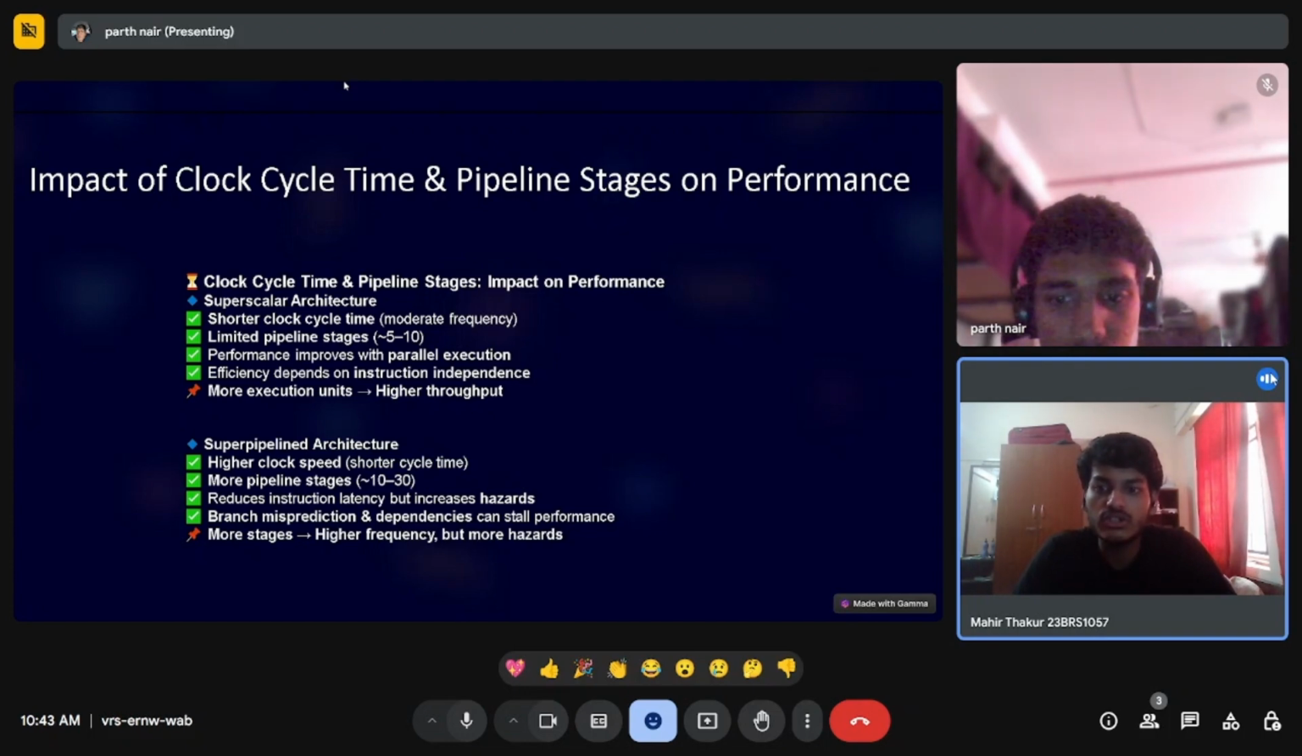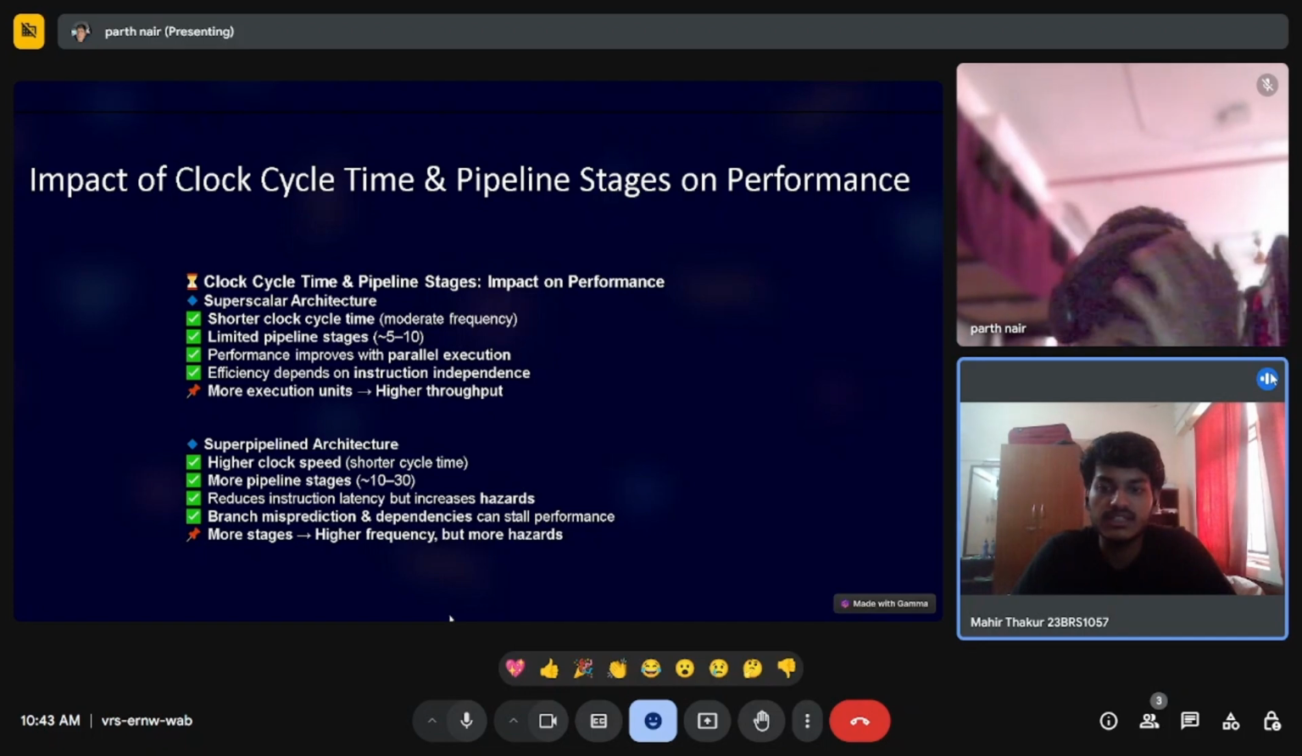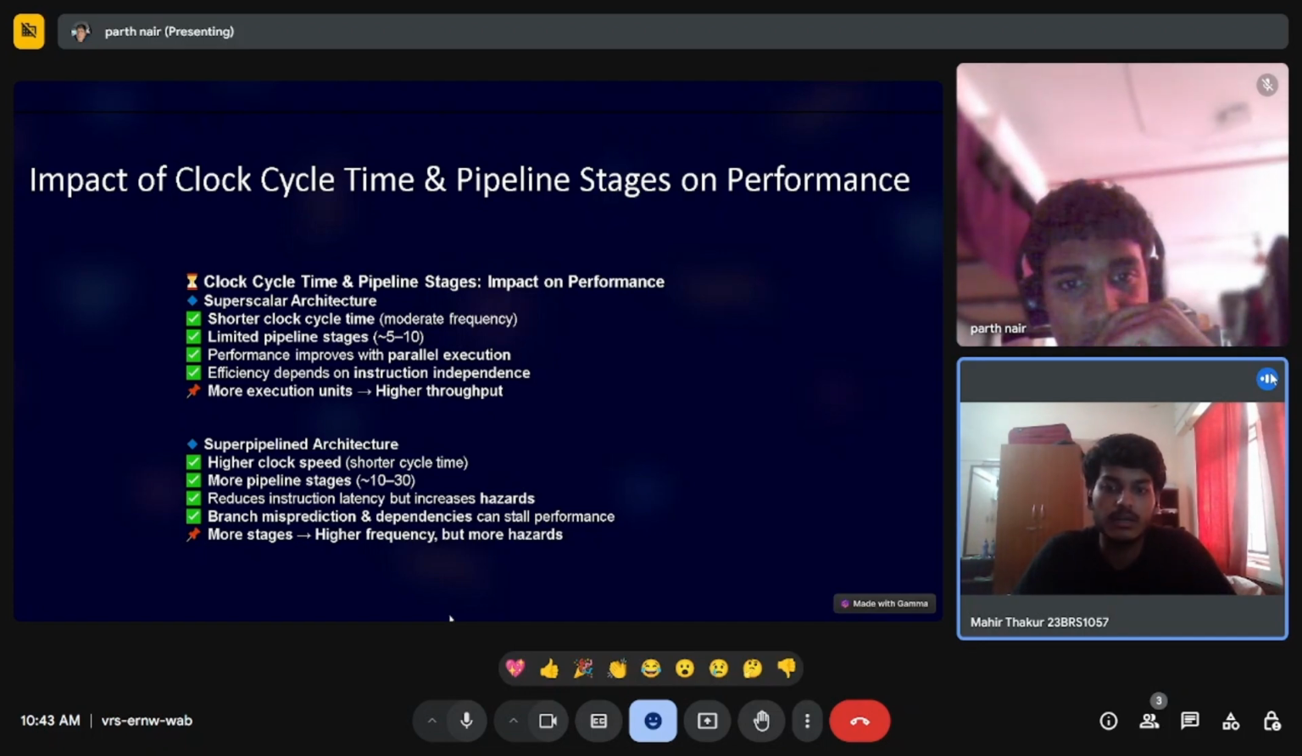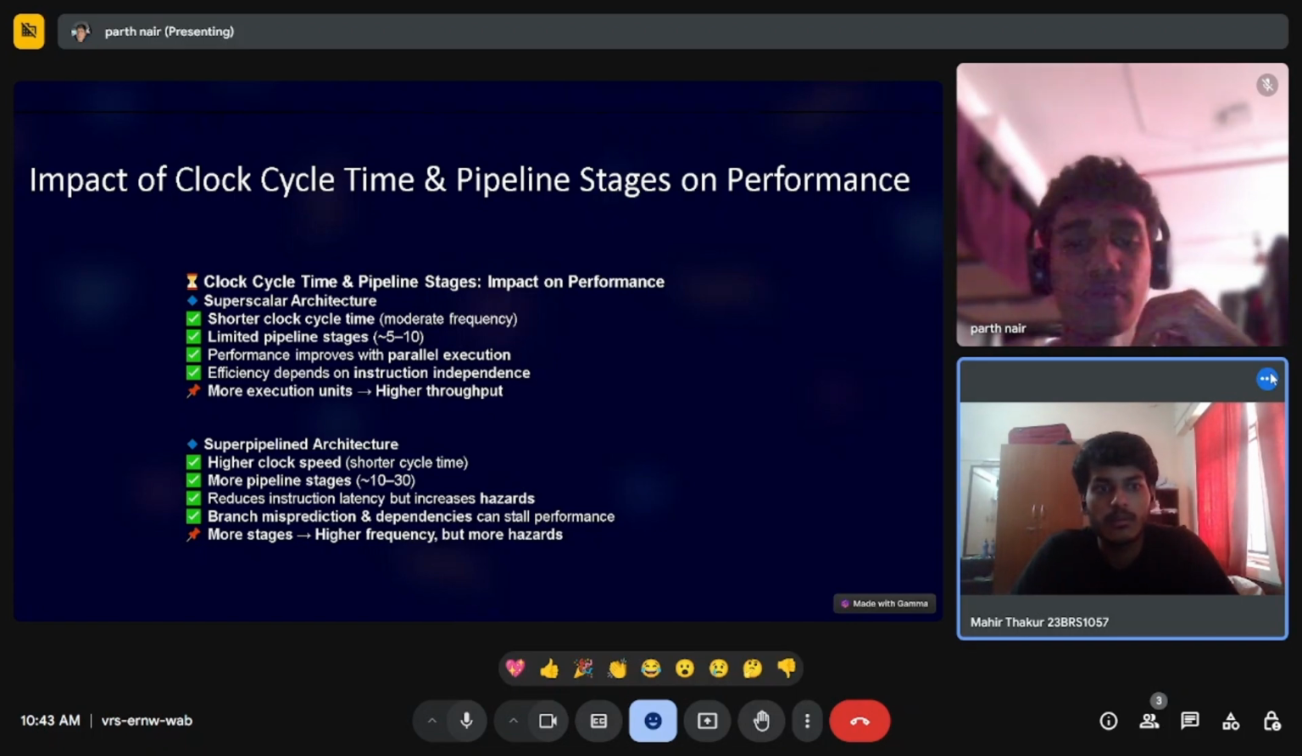More execution units give higher throughput. In super pipeline architecture, it has higher clock speed, that is shorter cycle time. It has more pipeline stages, approximately 10 to 30. It reduces instruction latency but increases hazards. Branch mispredictions and dependencies can stall performance. The more stages in super pipeline architecture give higher frequency but more hazards.